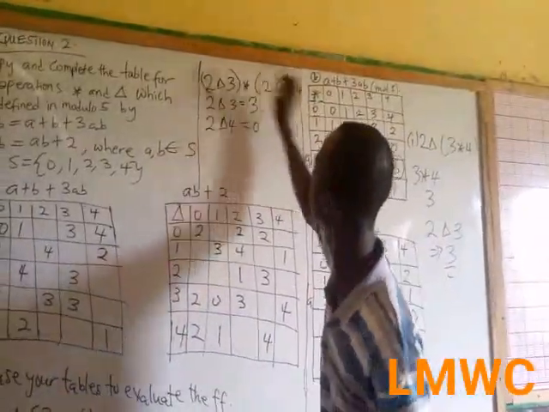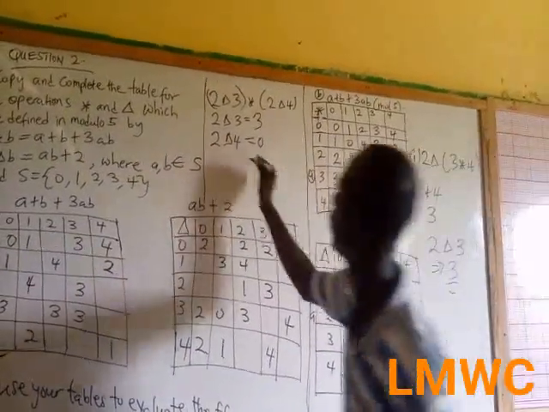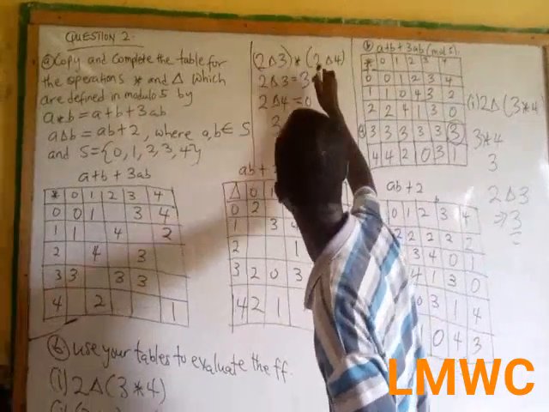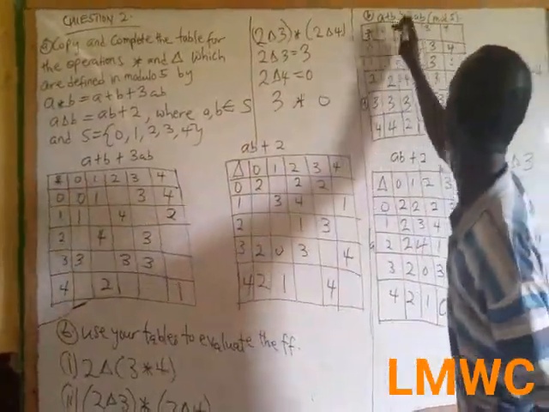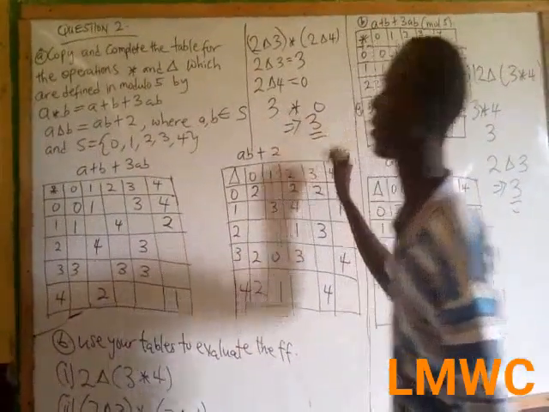So you eliminate the bracket and substitute the values we have gotten. We now have 3 star 0 because we have 3 for this and 0 for this. And 3 star 0 is what? 3. So the answer is 3.